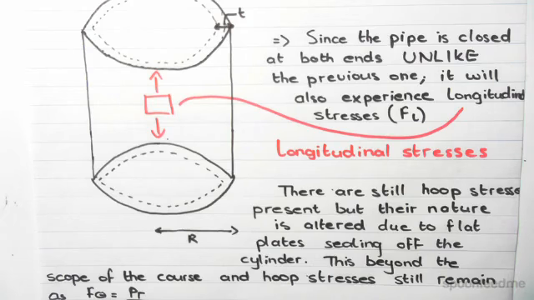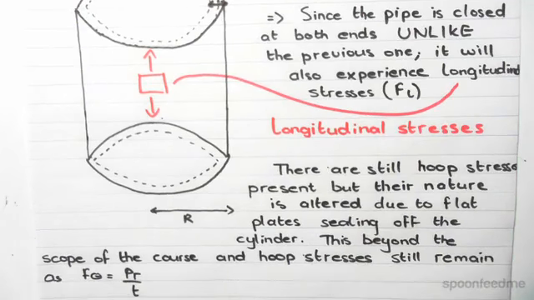Okay, this changes the action and the effect of hoop stresses on the cylinder. However, this change is a very complex phenomenon, and we don't really consider it in this course because it's a very difficult concept, and so we keep our hoop stresses as examined before, and they remain at σ = pressure times radius over the thickness.